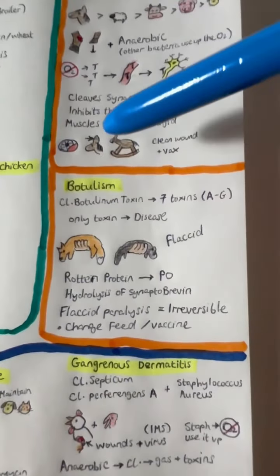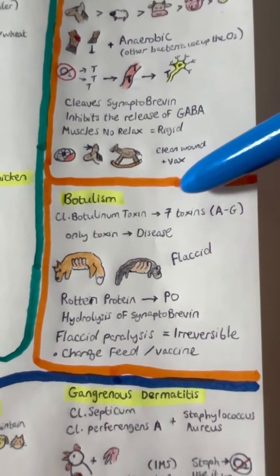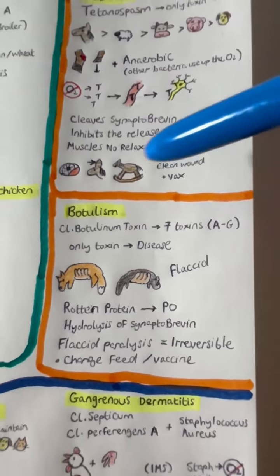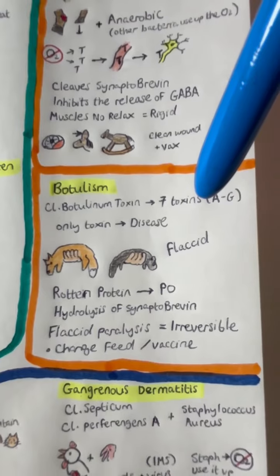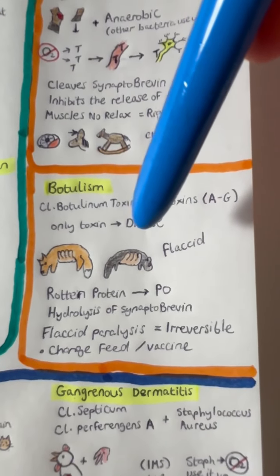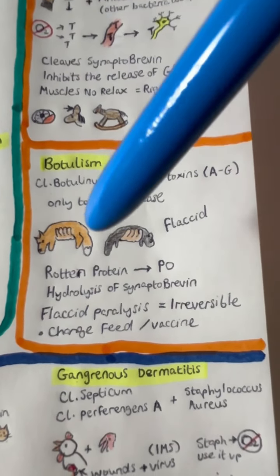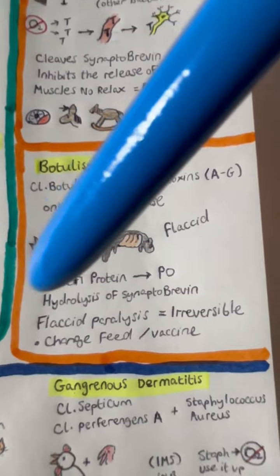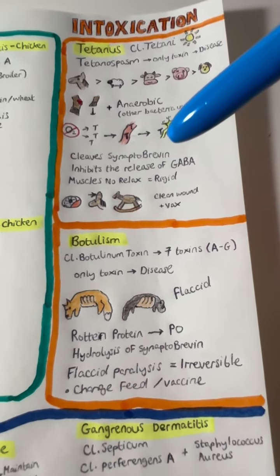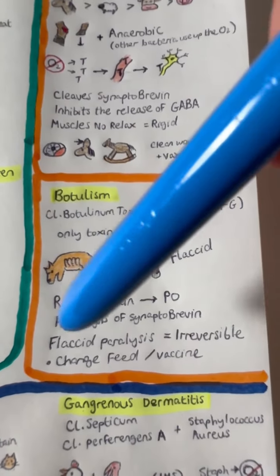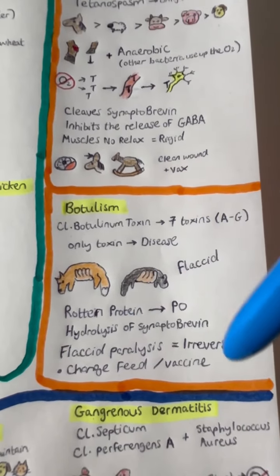The next disease is botulism. It is caused by Clostridium botulinum toxin. There are 7 different toxins that go from A to G. Just like tetanus, the toxin is the only factor playing a role in the disease. It affects all animals, however, it is very common in foxes and minks on fur farms. The clinical signs are flaccid paralysis. The toxin gets into the body through the consumption of rotten protein. This causes the hydrolysis of synaptobrevin. This is not to be confused with the cleaving of synaptobrevin, which happens in tetanus. As a result, the clinical sign is flaccid paralysis, and this is irreversible. To prevent this, you can change the feed and also you can vaccinate them.